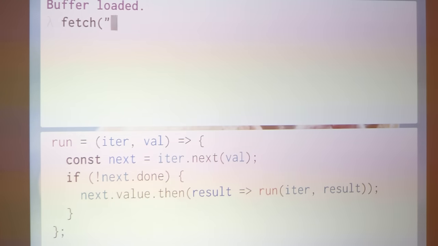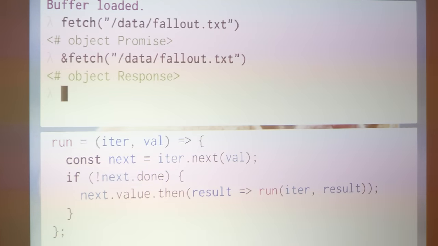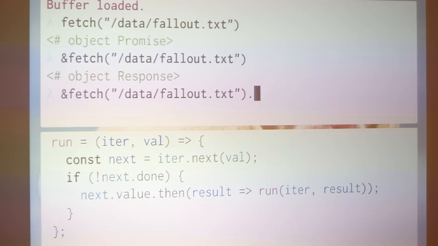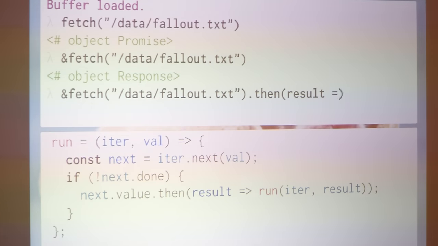So this new thing is a function called fetch. It takes a URL. In this case, I'm going to get a local file for Fallout Equestria's text. And it returns a promise. And that's it. We can resolve that promise. I get the result, that's the response object. And the response object has a method called text, which returns a promise for the textual contents of that response.